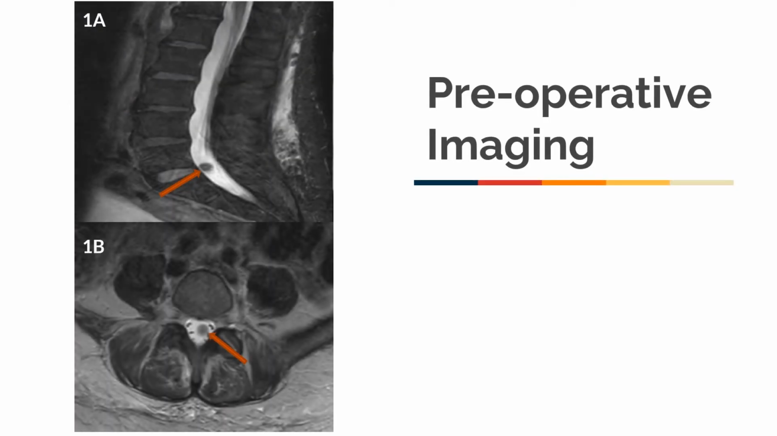Pre-operative imaging included the MRI study with gadolinium shown on the left, which demonstrated a 9 mm intradural extramedullary lesion with intrinsic high T1 and low T2 signals at the level of the L5-S1 vertebral bodies.